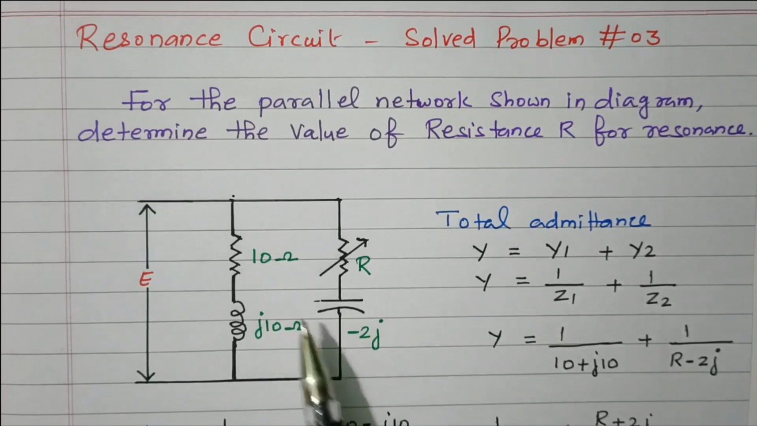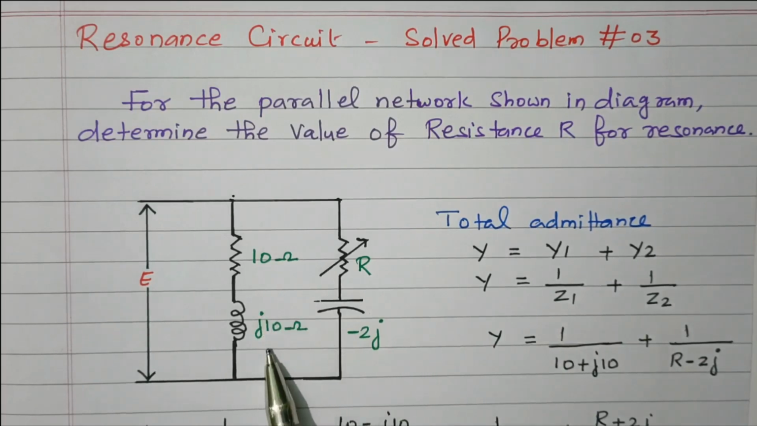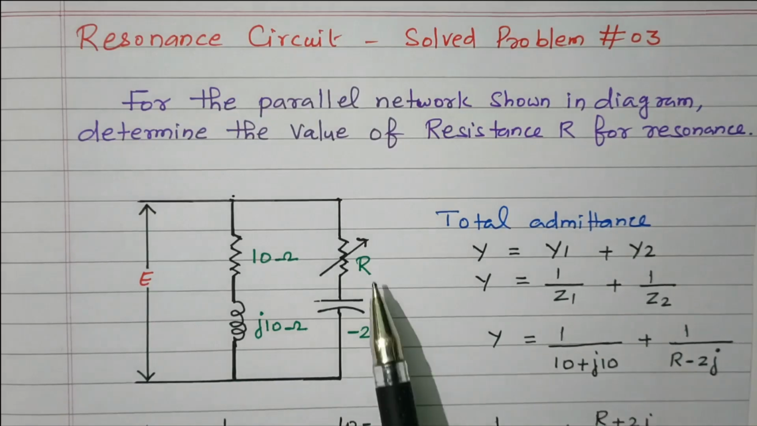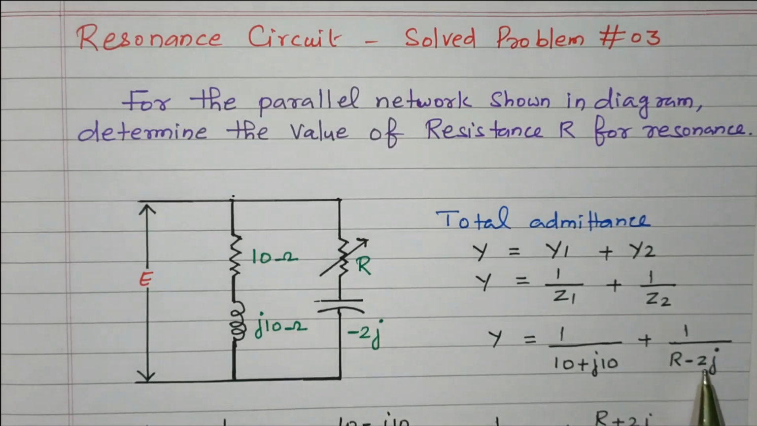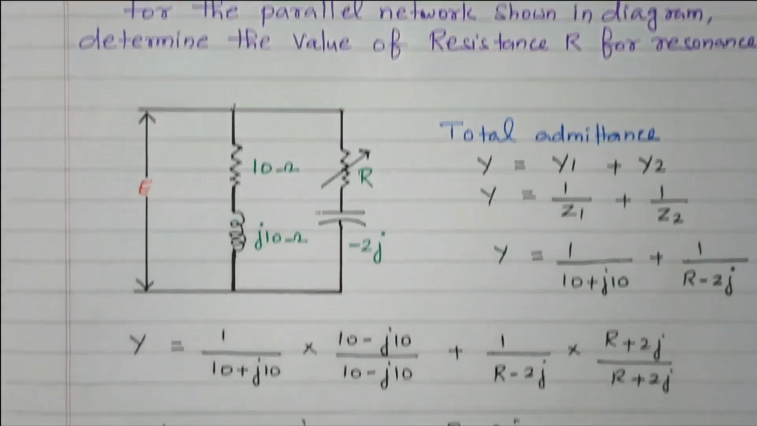The impedance in the first branch is 10 plus j10. The second branch is R minus 2j. So Y equals, we calculated the impedance in the first branch and second branch. Now we need to simplify this and equate the reactive part to 0, so that we will be able to find the value of R. That is the condition given. At resonance, the reactive part is 0.